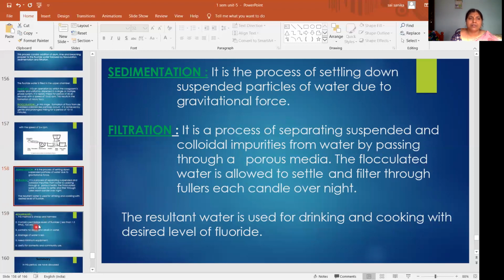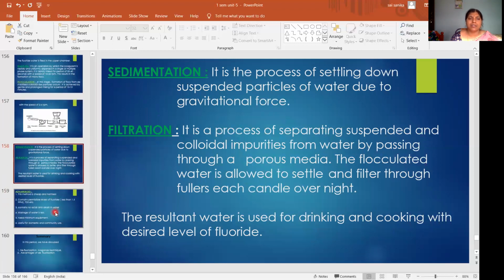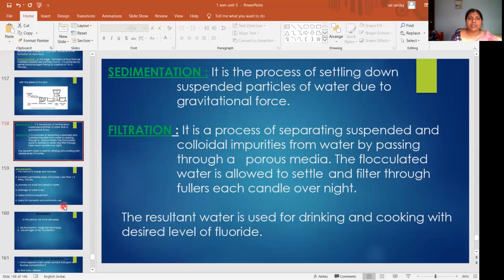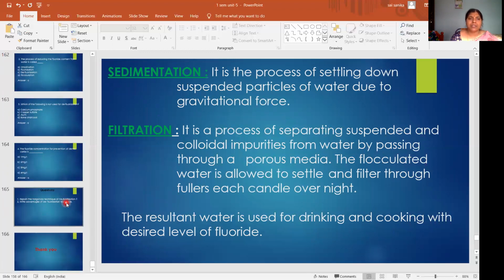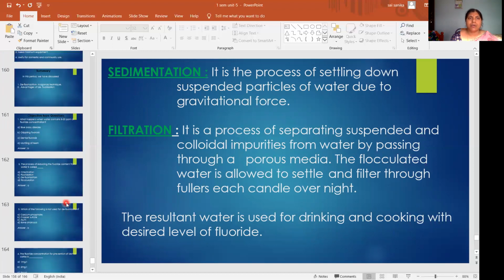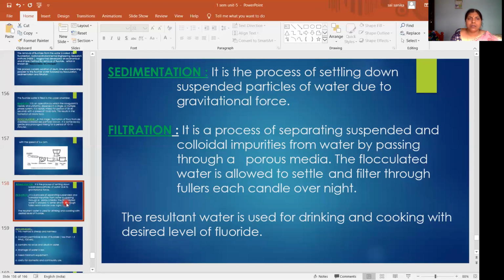Then what question can you expect? Advantages. What are the advantages of the defluoridation technique? So like this you can explain. With this we finished our water technology topic.